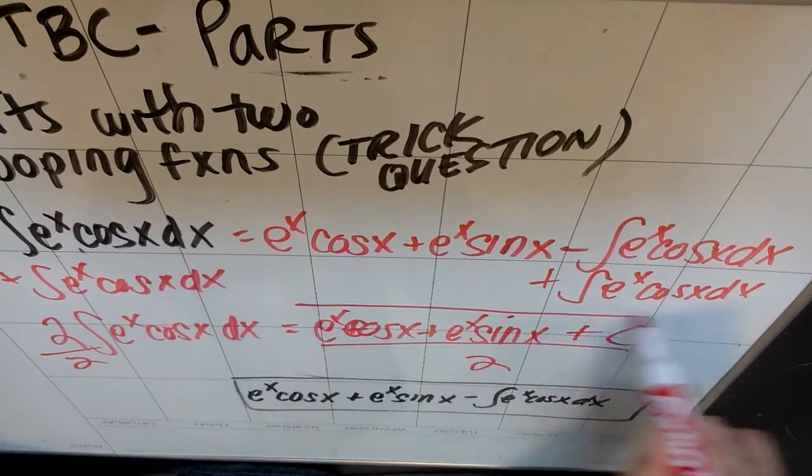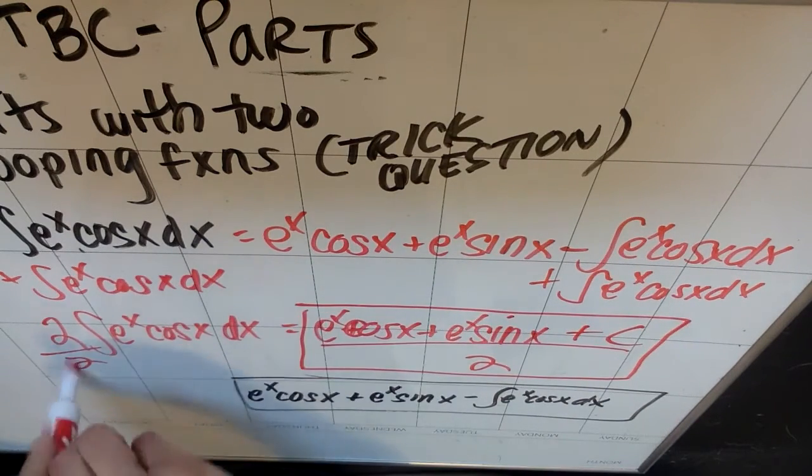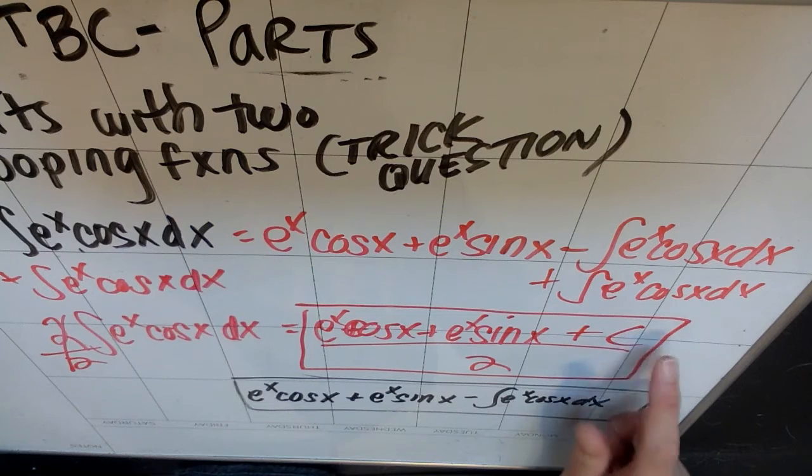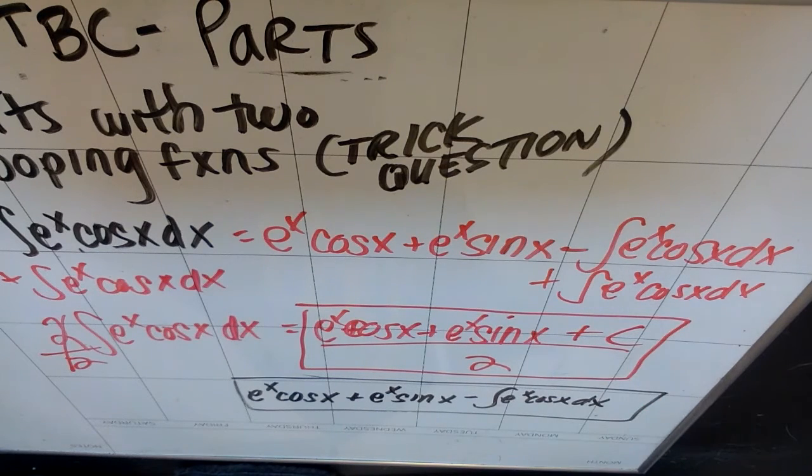And my final answer is going to be e to the x cosine x plus e to the x sine x plus C, all over 2. Now you could either put the C inside the division by 2, or you could put the C on the very end, because C over 2 and C by itself are the same in this case. But I chose to put it on top of the fraction.